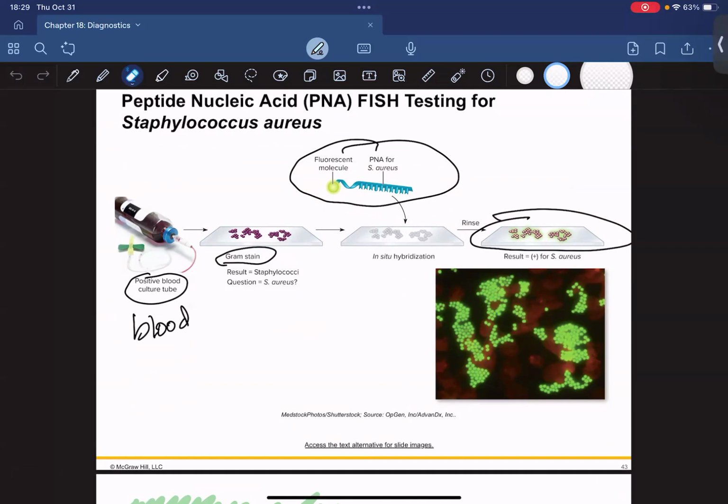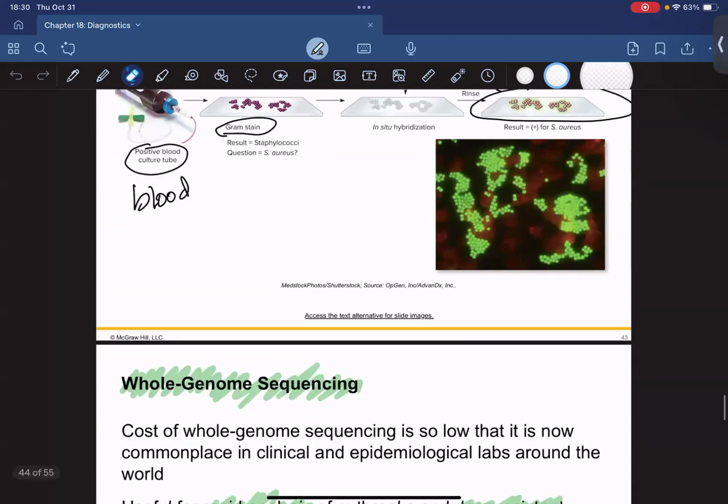So we did a blood culture from somebody. We smeared it on a slide. It was gram positive. Okay, we think this might be staph. So we get our fluorescent probes for staph DNA, mix it, and look at it under the microscope, and the cells that have staph DNA will glow. So it's very similar to what we're talking about with those antibodies, right? Except instead of using antibody antigen, we're looking at DNA to DNA sequence matching. So those probes work very similarly.